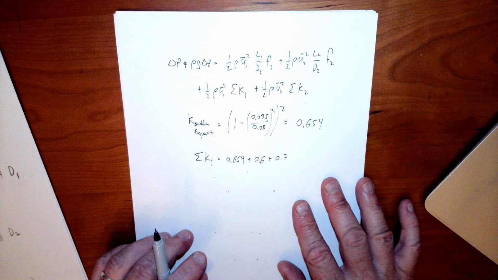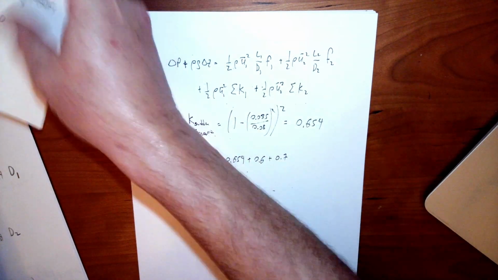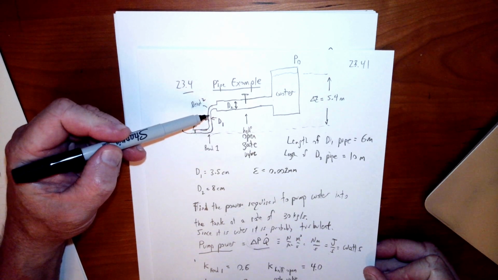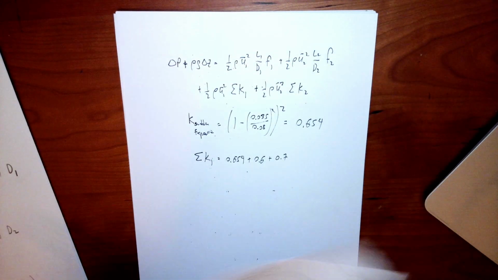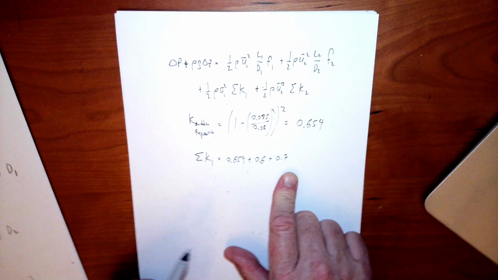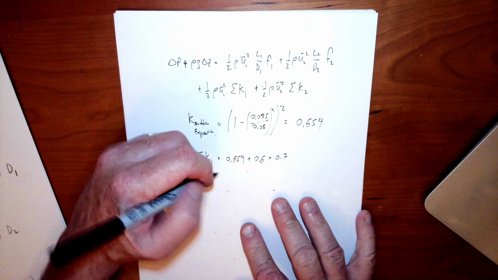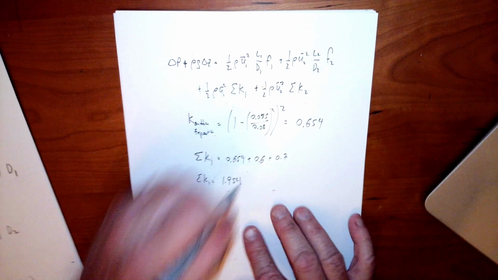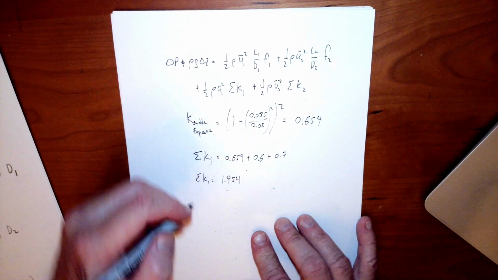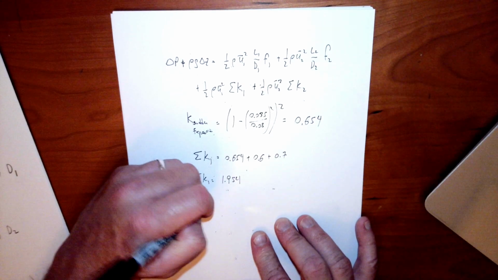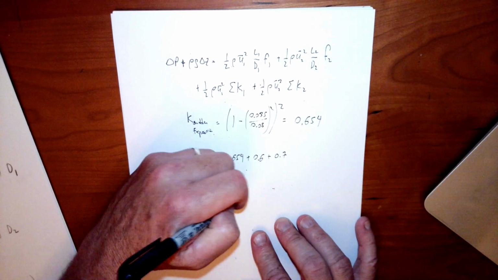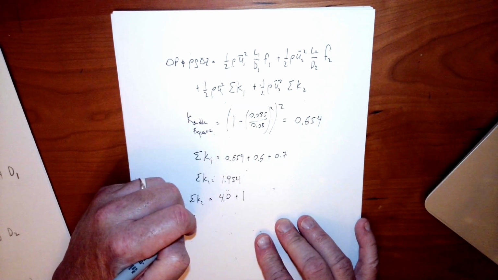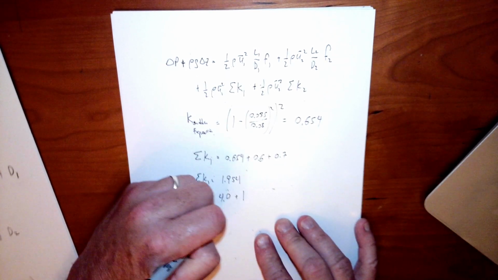If you look back at the picture of the system, these things all happen with diameter 1. The first bend, the second bend, and then the sudden expansion are all related to the first diameter. So they're all part of K1. And so the sum of the K1s is equal to 1.954. All right, then the K2s, I only have two. I have 4.0 for the half open valve, and then I have 1 for the exit. So that's it for the K2s. So obviously the sum of the K2s is 5.